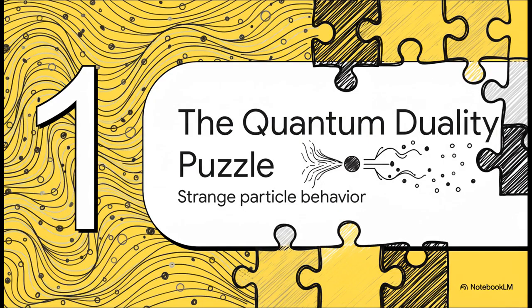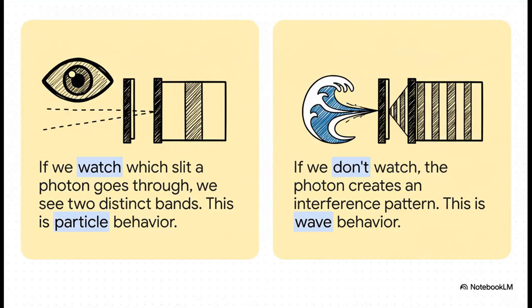Okay, so before we can even talk about erasing the past, we need to get a handle on the original puzzle. And it all goes back to the absolute cornerstone of quantum weirdness, the fact that tiny things, like photons of light, have a serious identity crisis. They act like both particles and waves. This is the core of it all, the classic double-slit experiment.